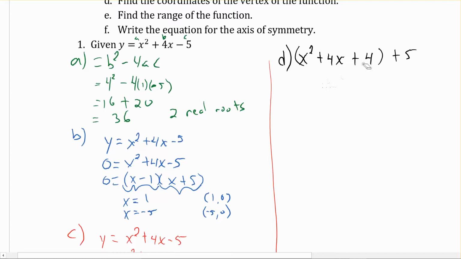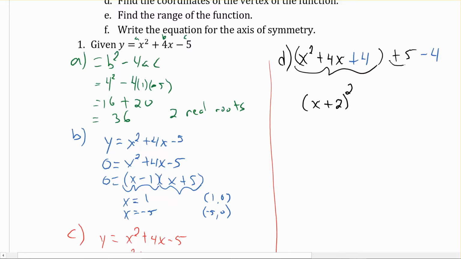But remember, I can't just go around adding 4s. I would also have to subtract 4. So maybe I'll write this in a different color just so you kind of see what I did there. So that would be like plus 4, but I would also have to subtract 4, just so I can get away with doing that, right? So if I write what I have left, this part was my perfect square. So that's going to end up being x plus 2 squared.